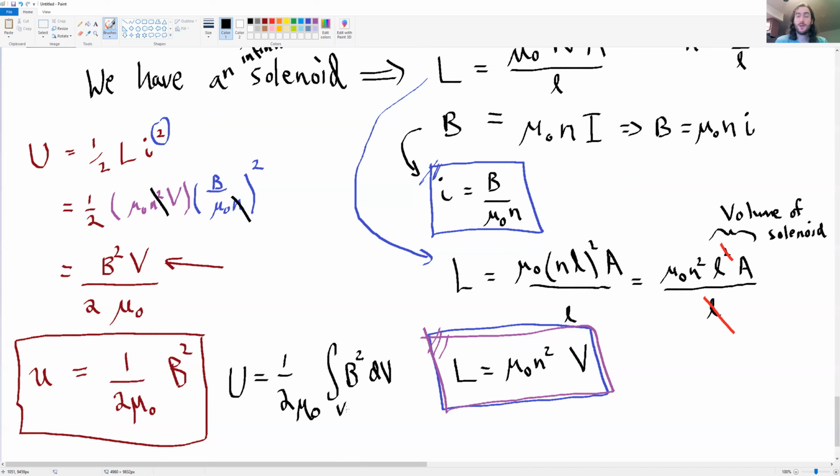Okay, and so now we've seen how energy is stored in the inductor. The energy is stored in the magnetic field, just like the energy in a capacitor is stored in the electric field. Okay, so any questions about that?